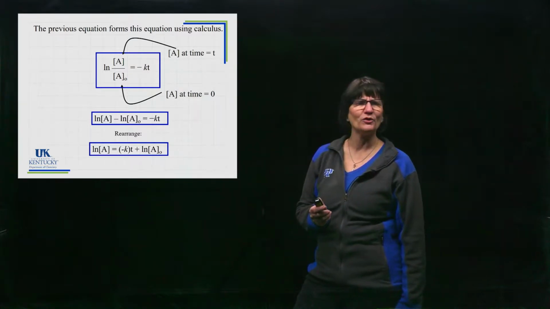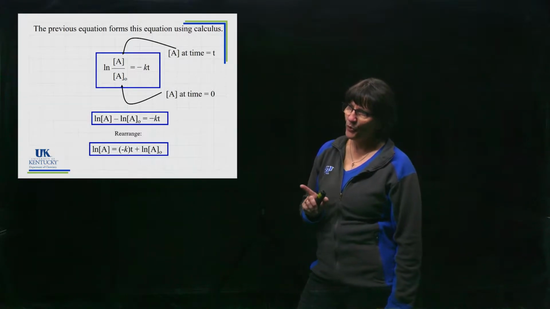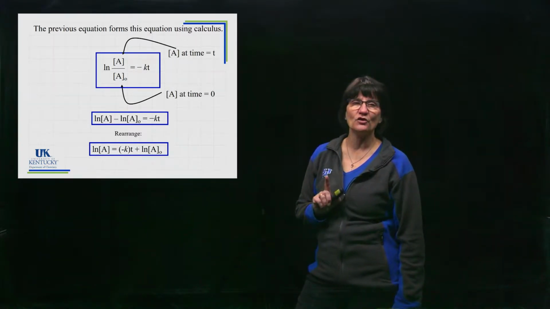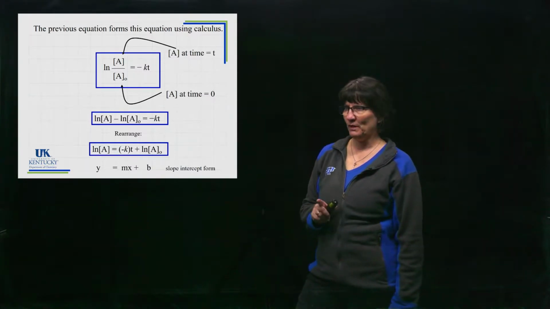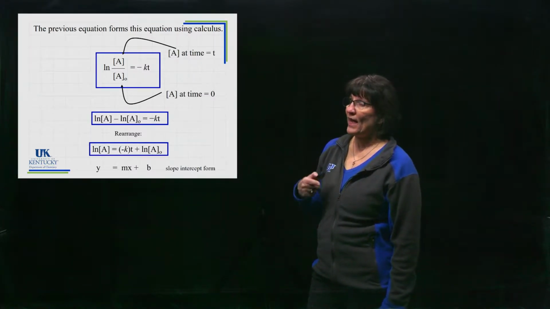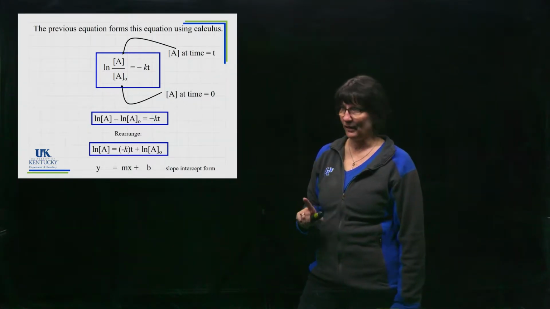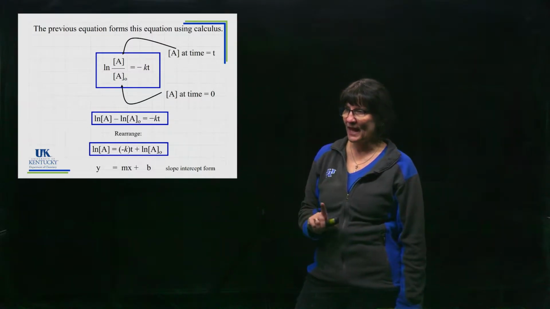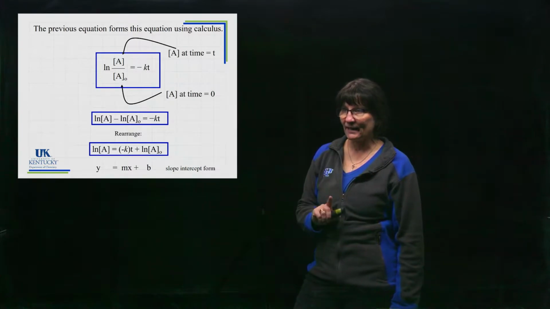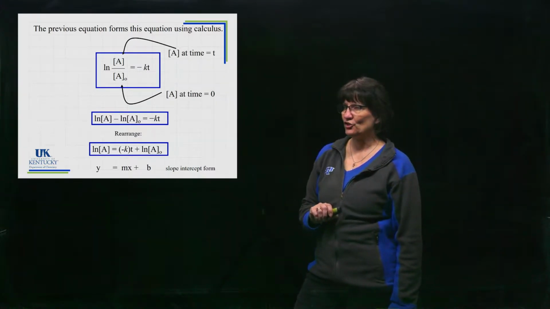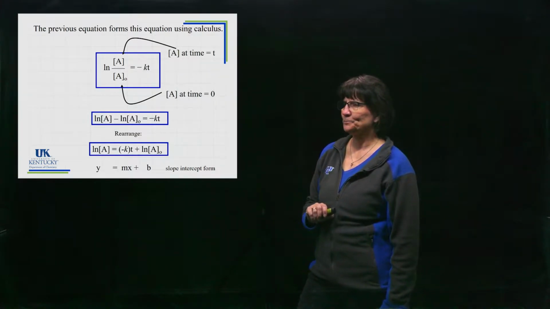And I've done a little grouping. I put some parentheses around the minus k. Why did I do that? I have put this equation into the slope-intercept form of a line, y equals mx plus b, okay? So that top equation is a linear graphing. If I were to plot the natural log of A along the y-axis and along my x-axis I had time, I would get a straight line with a slope value given to me there.